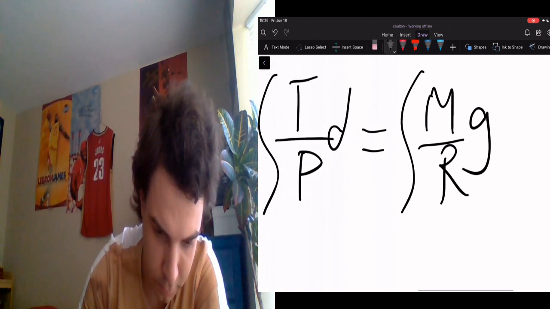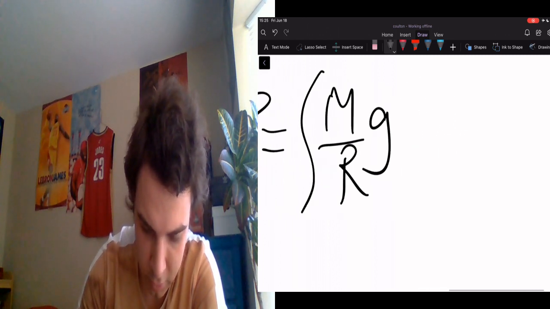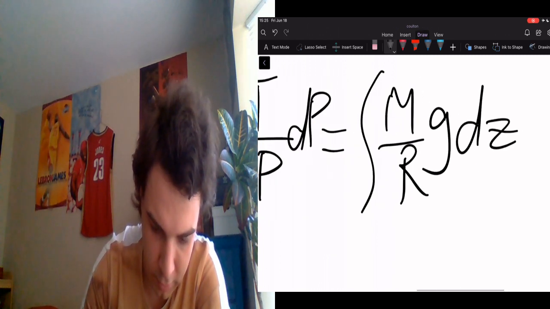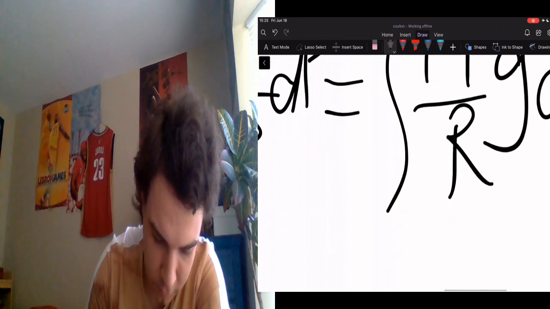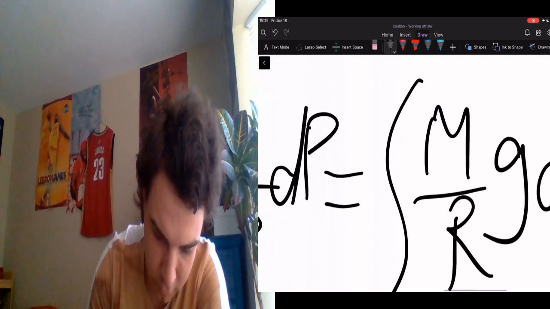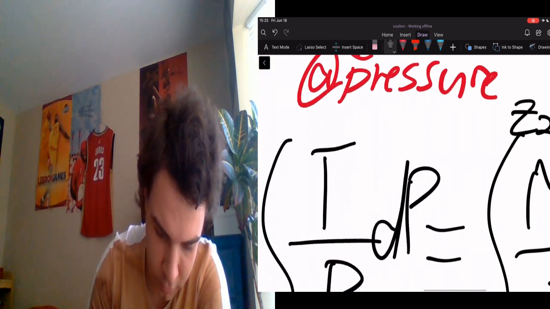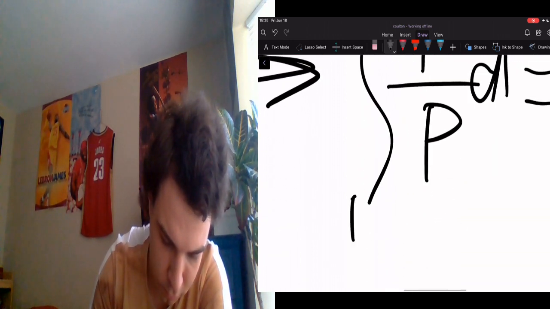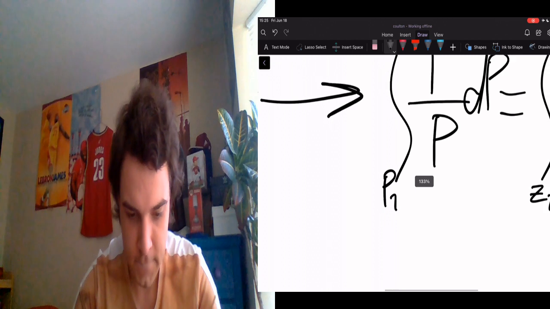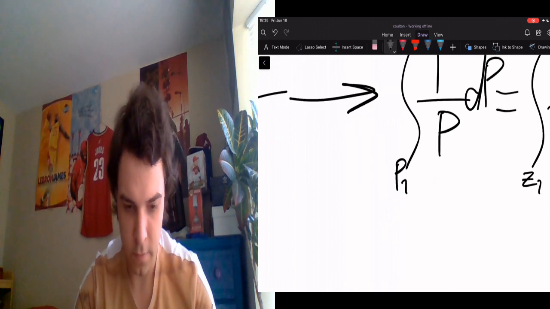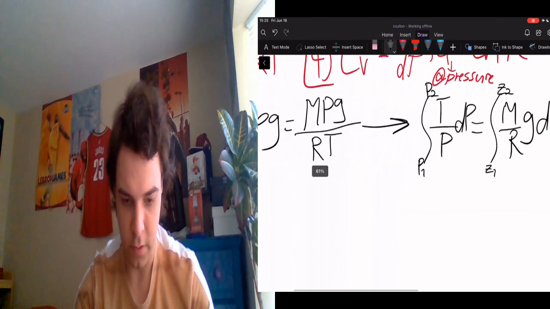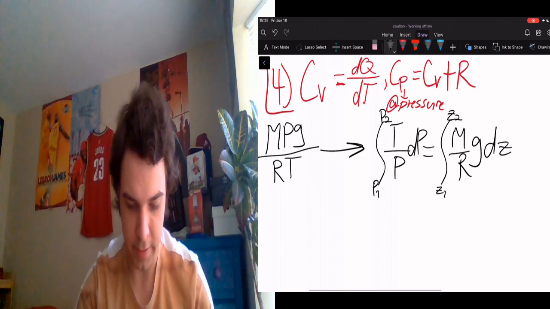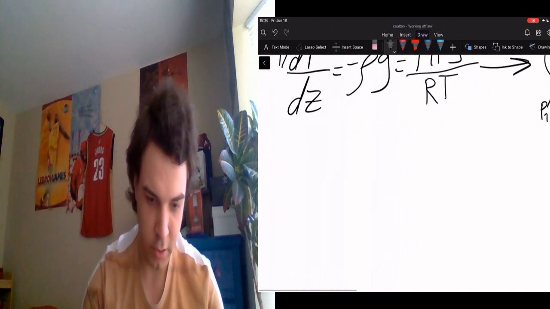This will be dP, and this will be dz, and this will be from Z1, Z2, P2, P1. And then the right hand side of this solves pretty easily.